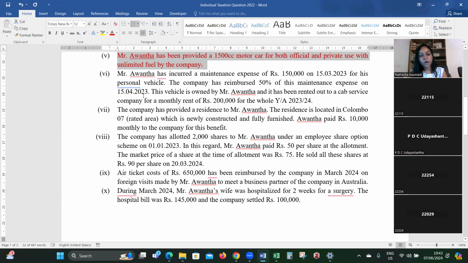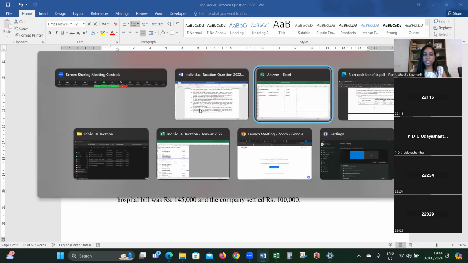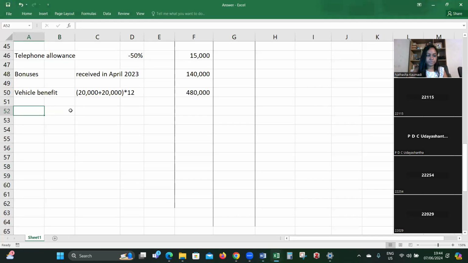What do you think? How much do we have to consider as taxable benefit here? Now we have reimbursed the maintenance expense of 75,000 in this year of assessment, right? We have received that benefit here. So yes, you can take it directly. 50% of 150,000, 75,000. Vehicle maintenance reimbursement.